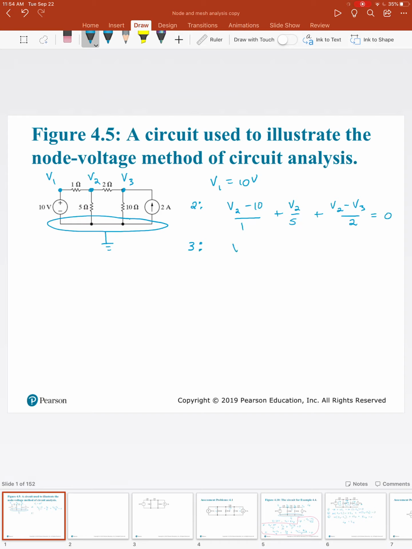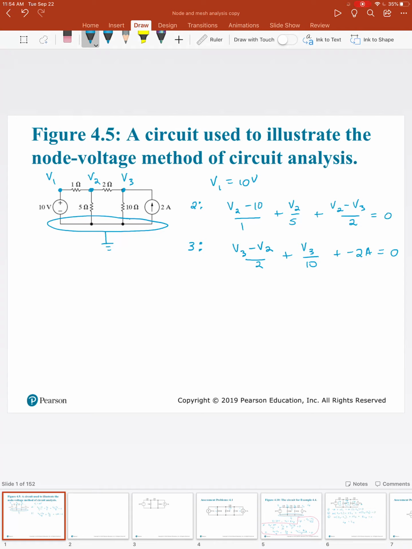Node 3, I have V3 minus V2 over 2. I have V3 over 10, and I have minus 2 amps. And that's equal to 0. So pretty easy set of equations to solve. Let's come up and we'll go ahead and just illustrate how we might solve this.